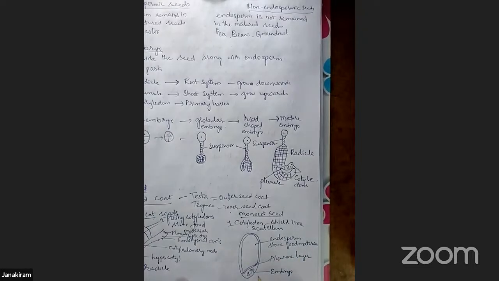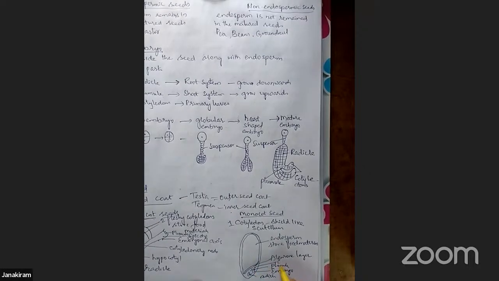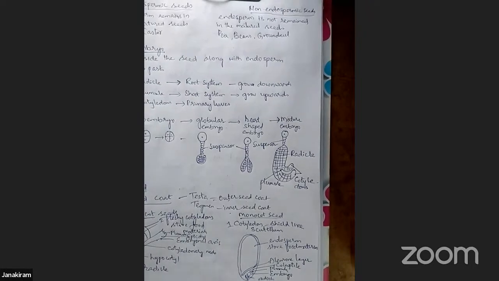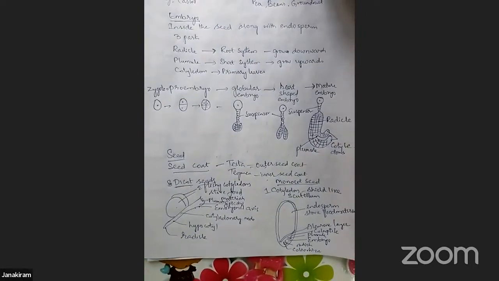In this embryo, the plumule is present, the radicle is present, and covering the plumule there is an envelope-like structure called the coleoptile. In the same way, the radicle is also surrounded by a membrane, called the coleorhiza. So these are the characteristic differences that can be seen between the dicot seed and the monocotyledonous seed.